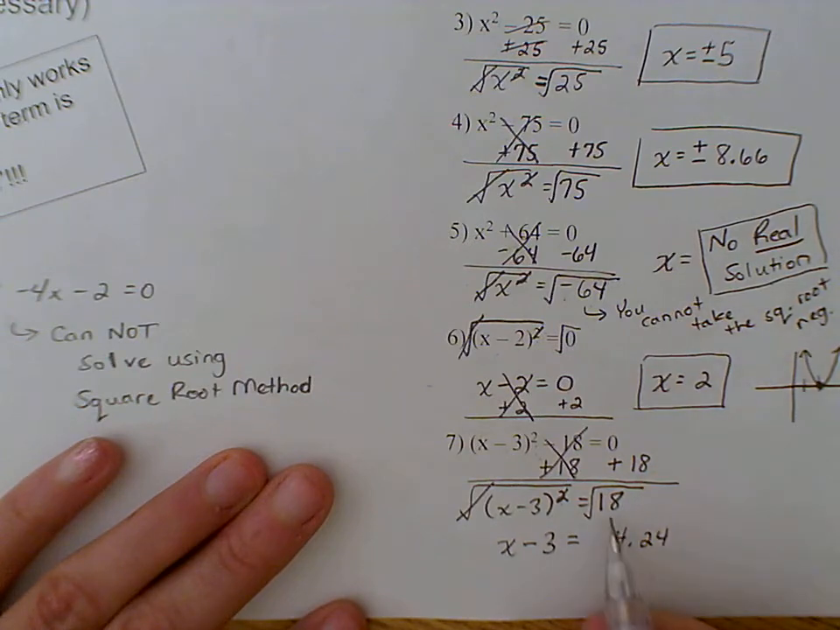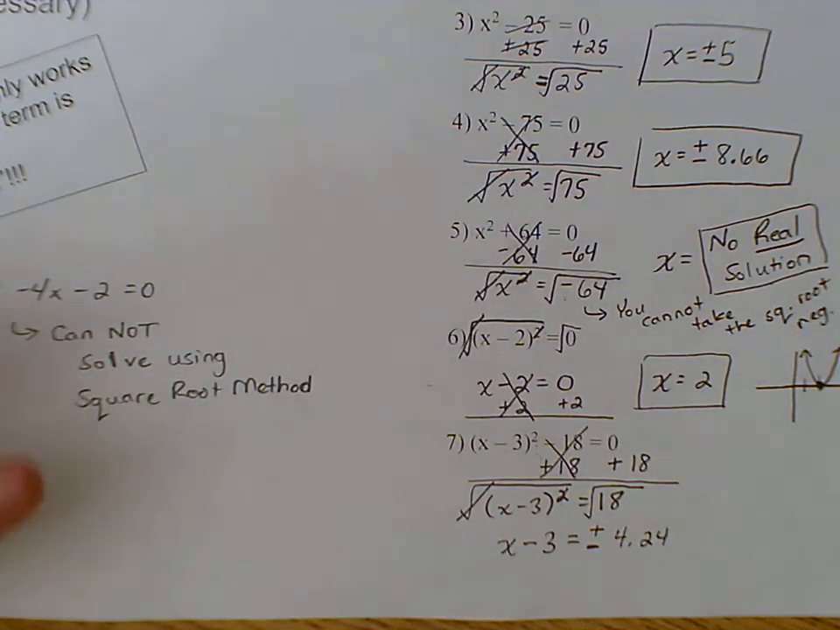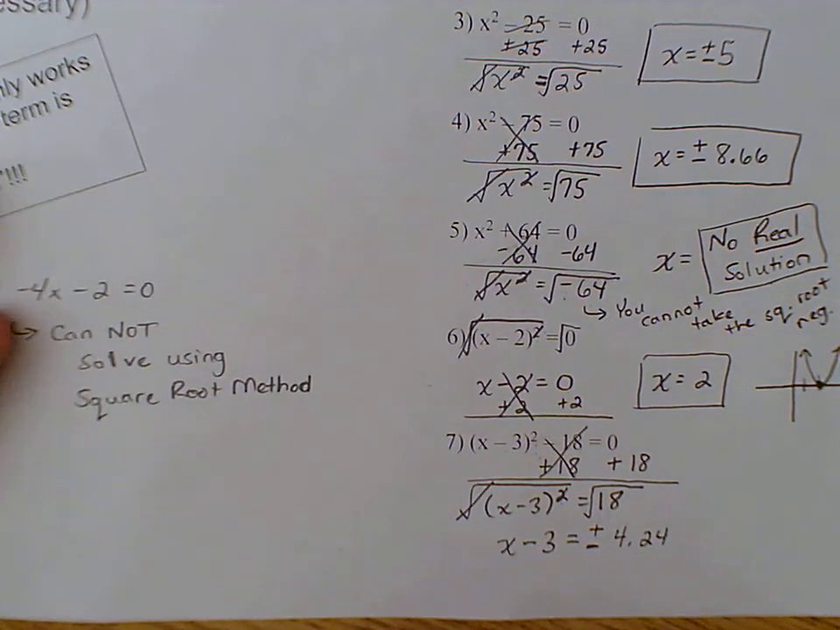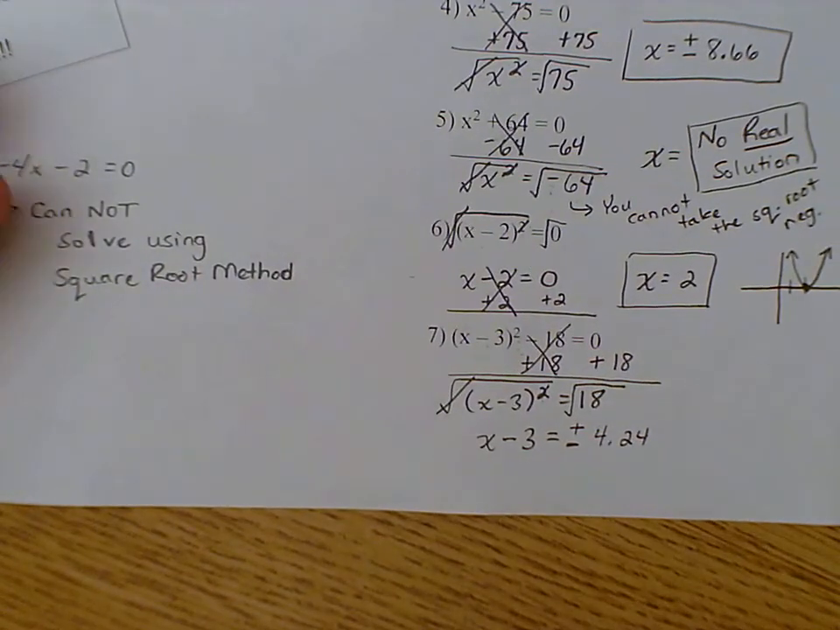4.24. And then remember, there's two different answers here. There's the positive 4.24, and then there's the negative 4.24 that would work. Okay, so do not forget to put the plus or minus in front of what you get when you square root it. Okay, now this is another problem where we have to do a little bit of solving afterwards.